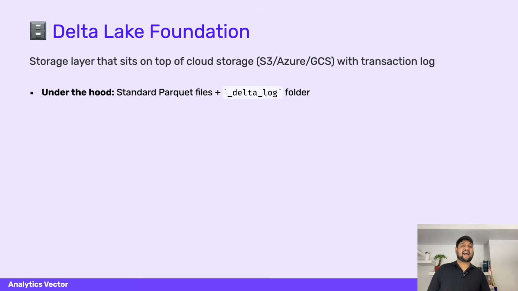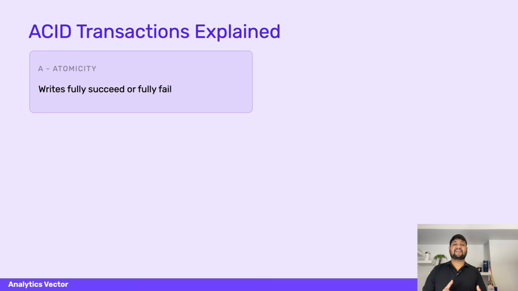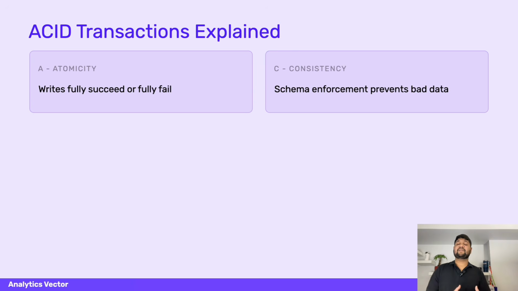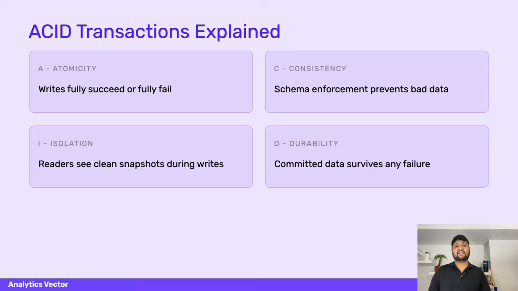The first superpower is ACID transactions. Without ACID, if a write job crashes halfway through, you get orphaned files corrupting your table. With Delta, a write either fully succeeds or fully fails, nothing in between. That's atomicity. Consistency means schema enforcement. You can't accidentally insert a record with the wrong column types. Isolation means the reader always sees a clean snapshot even while writes are happening. And durability means committed data survives any system failure.